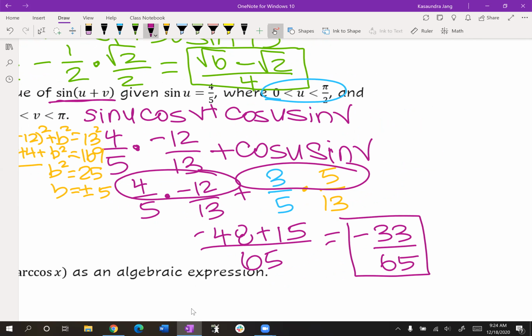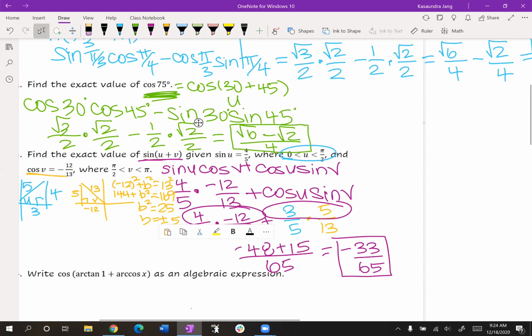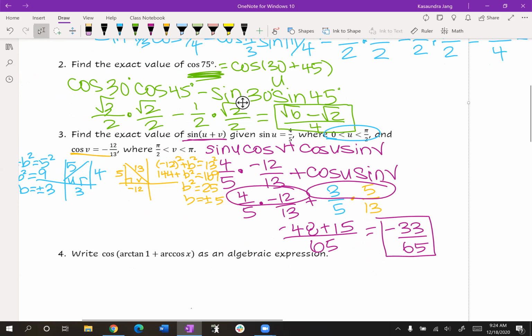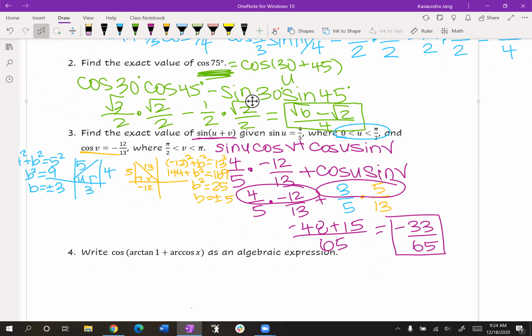I just had to do this little extra work. I had to look at 2 different triangles to find the blue and the yellow. I had to get those extra pieces of information to actually plug into my formula. Okay, any questions on number 3?